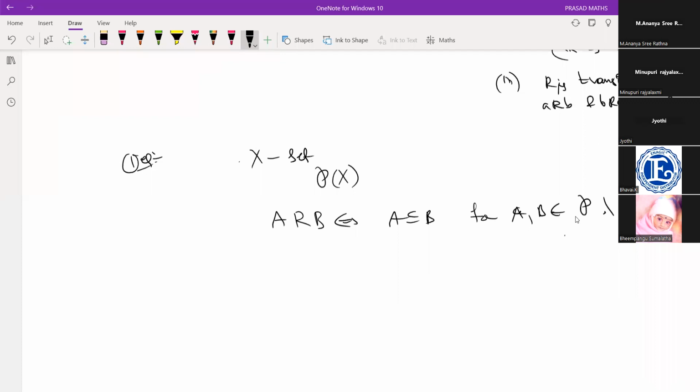Question: is it actually reflexive or not? Automatically reflexive, sir. Every element is a subset of itself. Take any set, any member in a power set; automatically, by definition, A is a subset of itself.